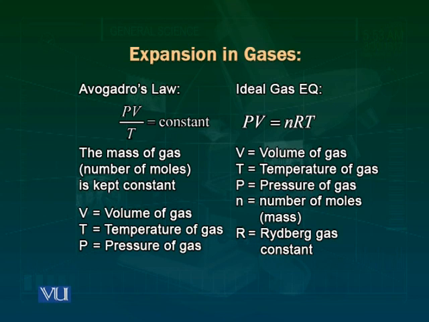Now, in this case, V is the volume of the gas, T is the temperature of the gas, P is the pressure of the gas, and n is the number of moles of the gas. That is the physical term. Actually, it means the mass of the gas we are looking at. And R is Rydberg's gas constant. You can always look it up in a table of constants and find out its value.